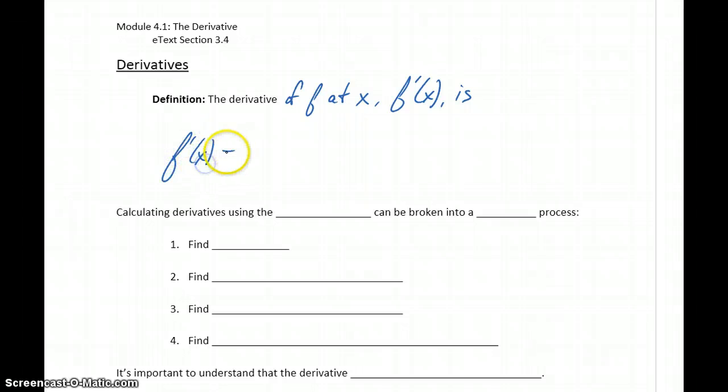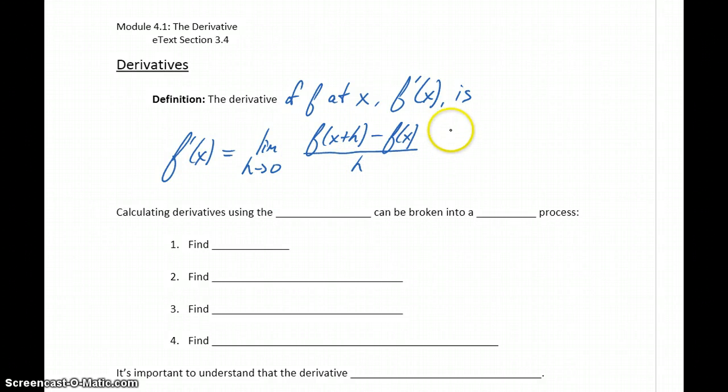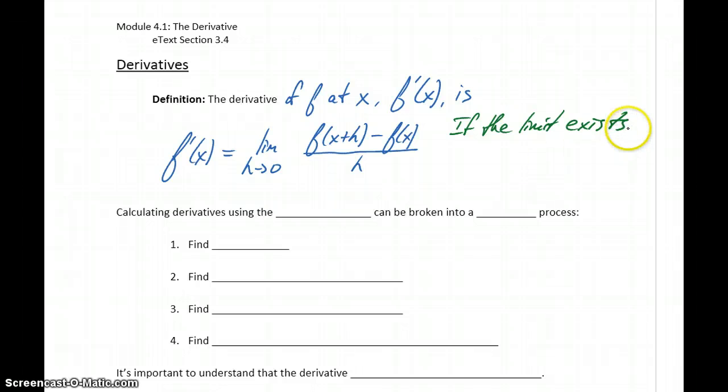So f prime of x equals the limit as h approaches 0 of f of x plus h. So now instead of a plus h, we're just saying for any possible value of x, minus f of x, divided by h. So that is our definition for the derivative. If that limit exists, then f is said to be differentiable.